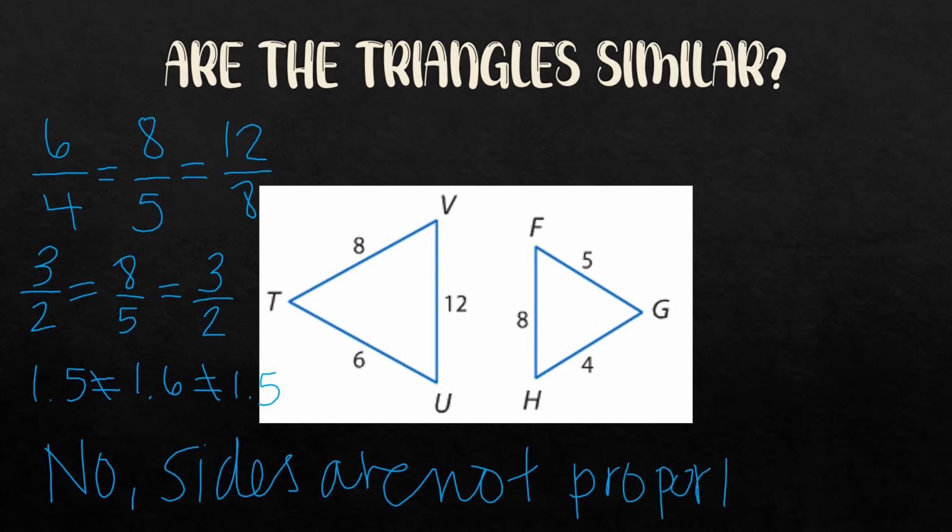So 2 of the 3 sides are proportional, but not all 3 sides, and it's got to be all 3 sides. So this is not side, side, side, even though it might appear that way at first glance.